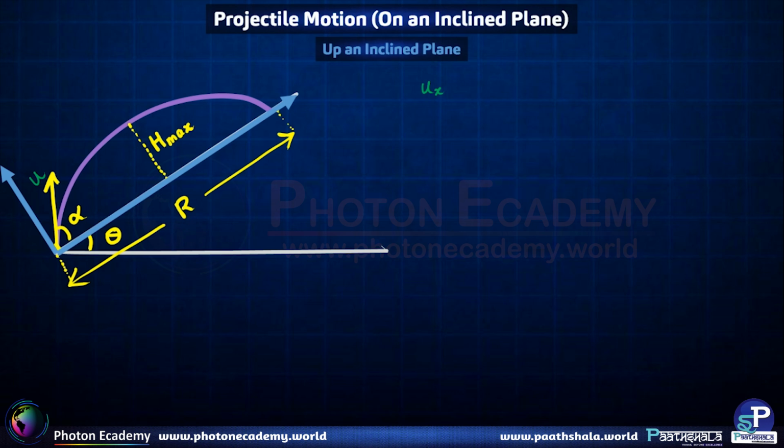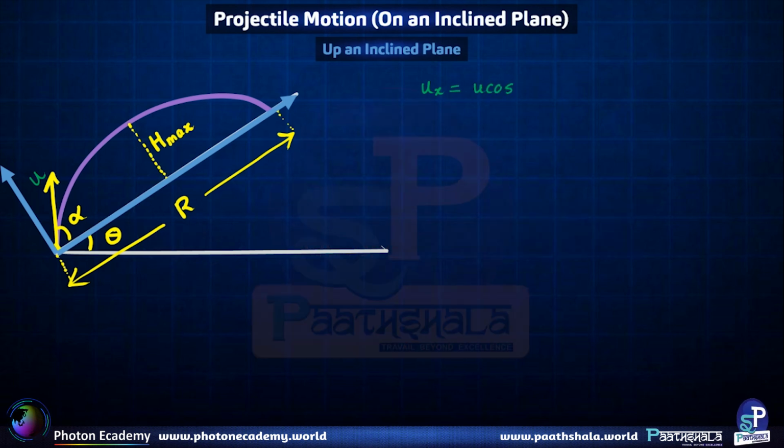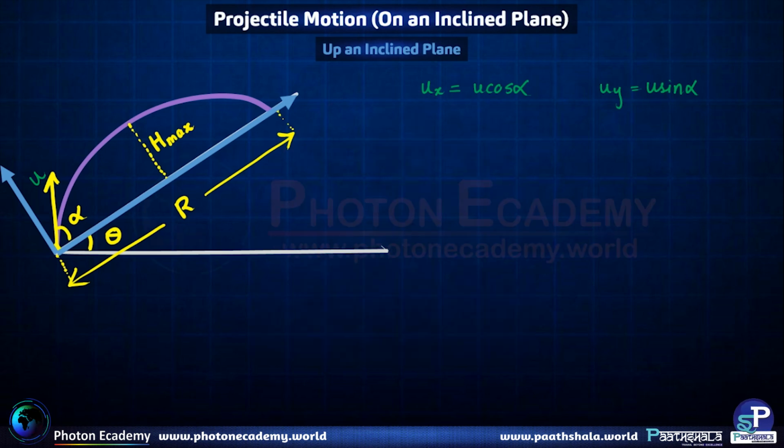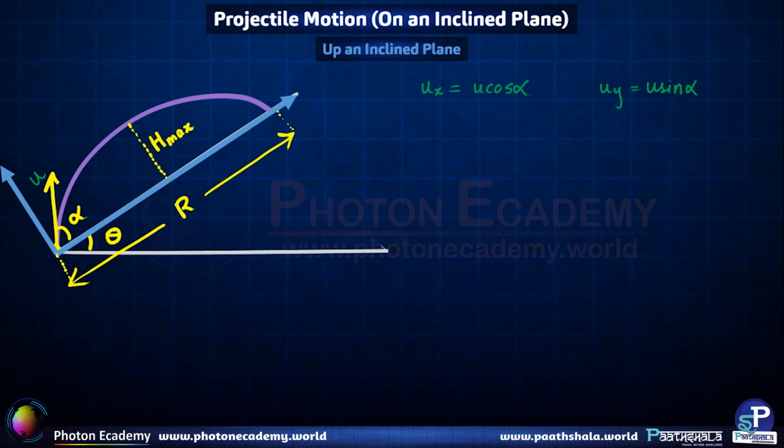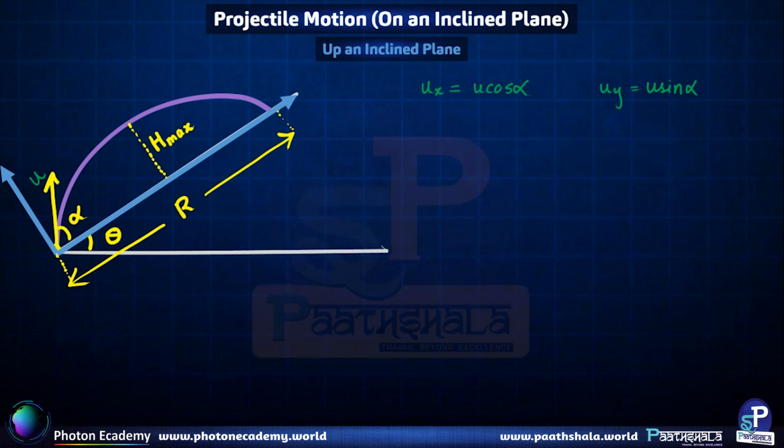So ux happens to be equal to u cos alpha. Uy is the velocity in the y direction, and uy happens to be equal to u sin alpha. When we say u, that means the initial velocity. So in order to find the final velocity in the x and y direction respectively, we need to understand that here acceleration due to gravity will be acting not only in the negative y direction but also in the negative x direction.